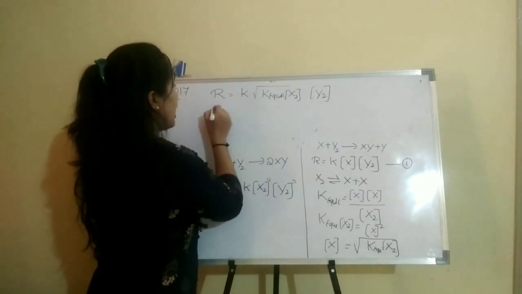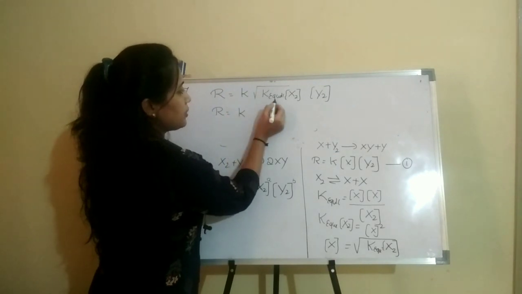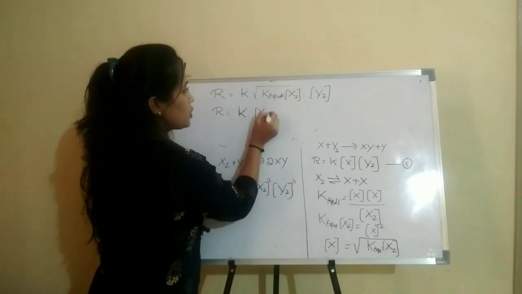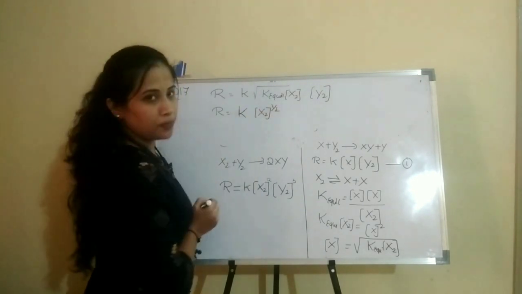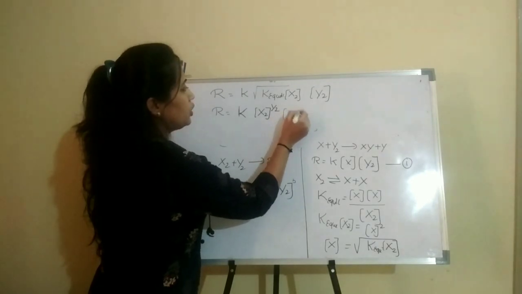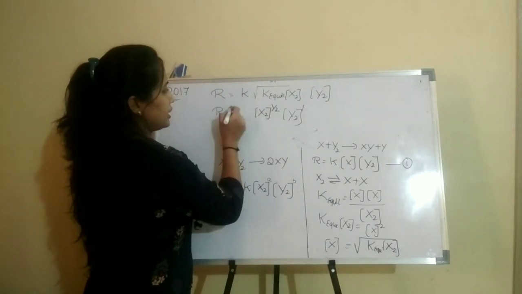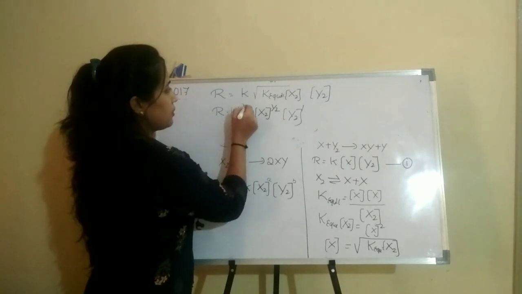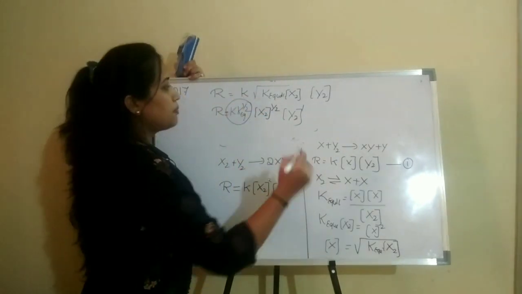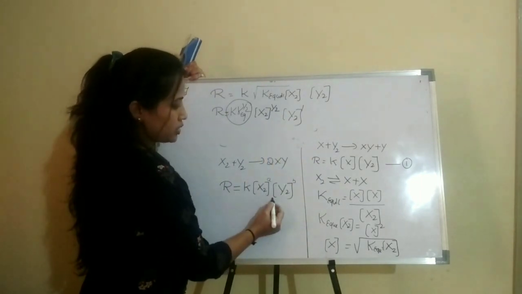Now R is equal to k, so k into k equilibrium will give the total overall equilibrium constant, and here x2 to the power 1 by 2, and here y2 to the power 1. So here we have k into k equilibrium to the 1 by 2, the overall equilibrium constant here.